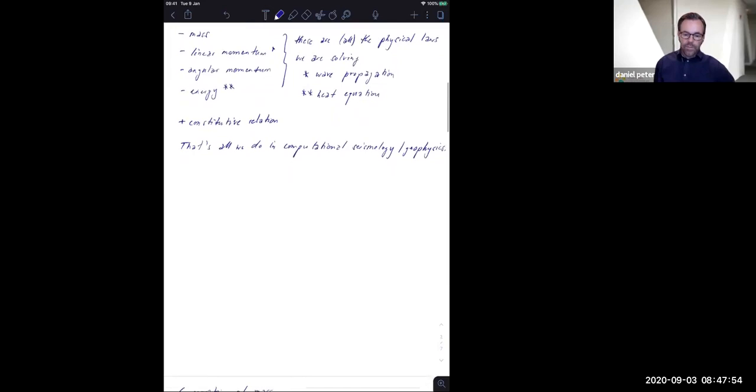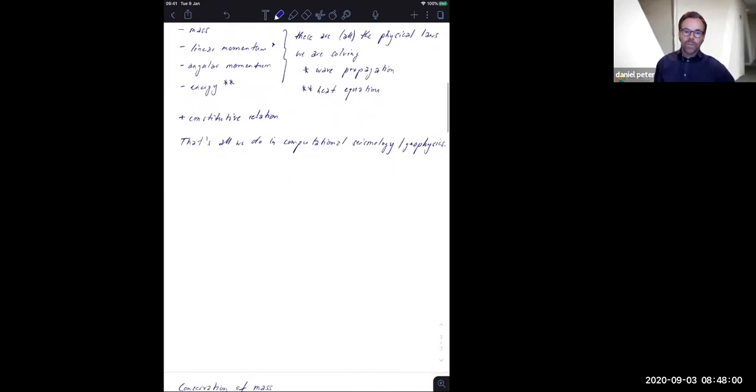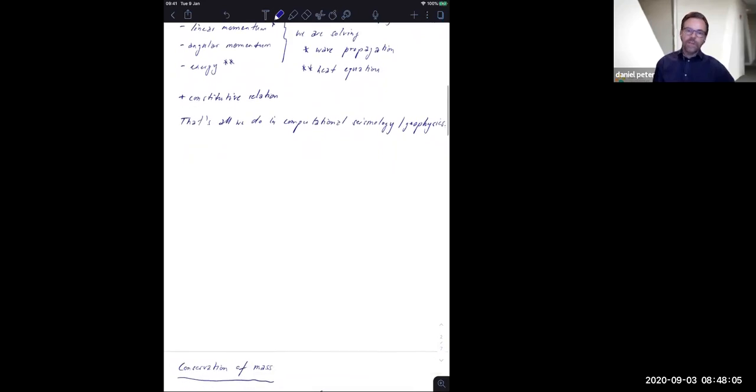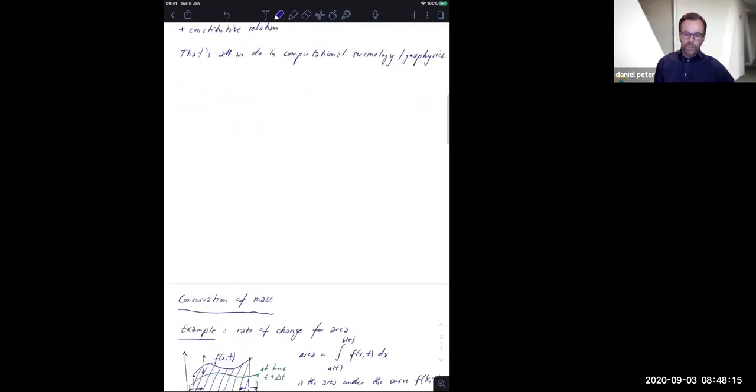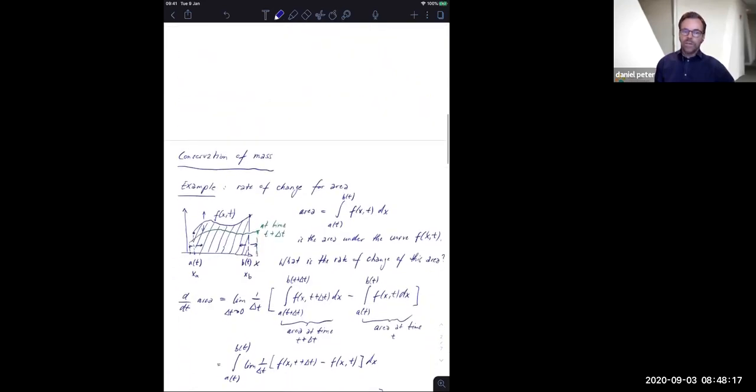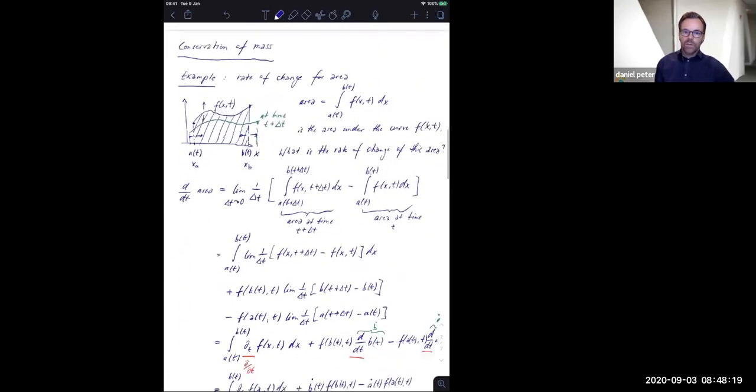And then quickly look at angular momentum. And finally, look at conservation of energy, because that helps us derive the heat equation. All of them rely on this one, on conservation of mass. And this one we just started with now.